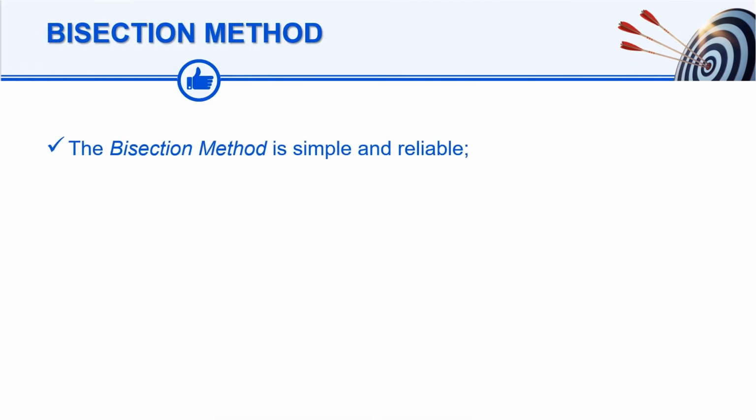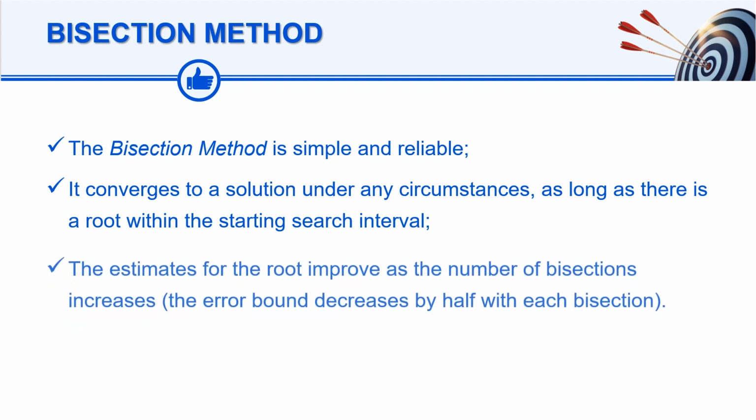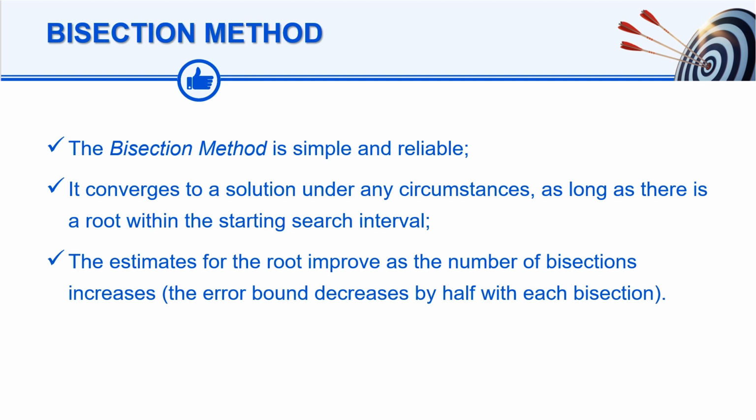The advantages of the bisection method are: the bisection method is simple and reliable. It converges to a solution under any circumstances, as long as there is a root within the starting search interval. The estimates for the root improve as the number of bisections increases. The error bound decreases by half with each bisection.